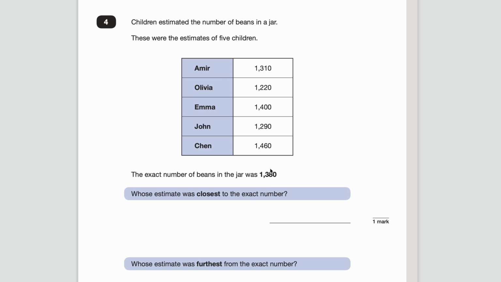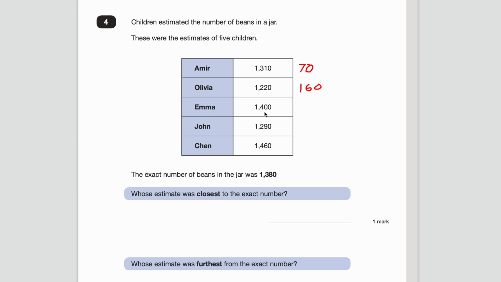So having a look at what we've got then. Let's start from the top. We've got Amir who guessed 1,310. So how far away was Amir from the actual answer? Well, it'd be 1,380, subtract 1,310. So Amir was 70 off. Still very close. Olivia was 1,220. That was her guess. So she was 160 off. So she's a little bit further off.